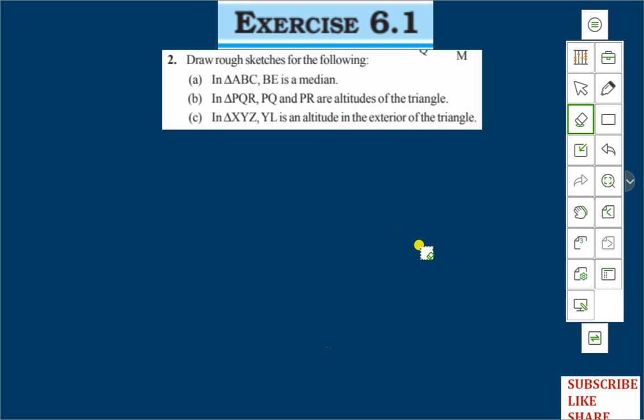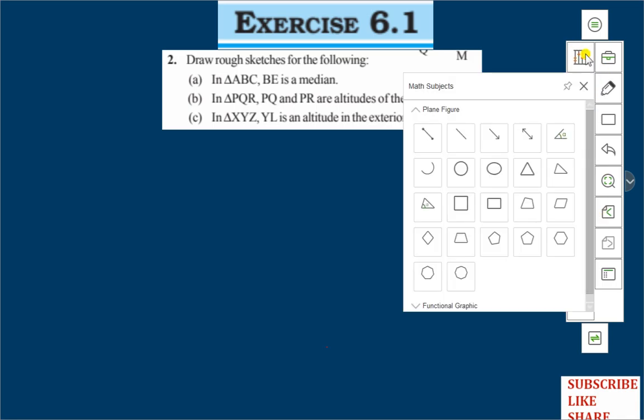Today we shall discuss exercise 6.1, question number 2b. In triangle PQR, PQ and PR are the altitudes of the triangle, right? That means here you have to take a triangle. Take a triangle like this. Let us take a right angle triangle like this.